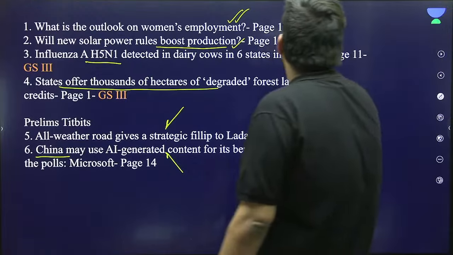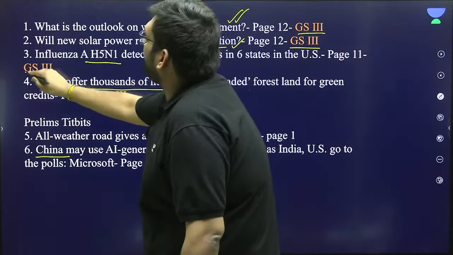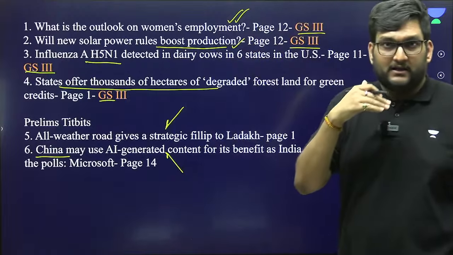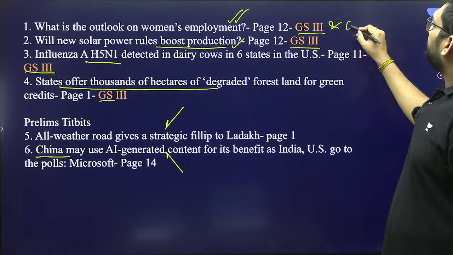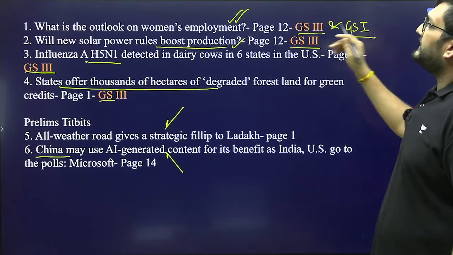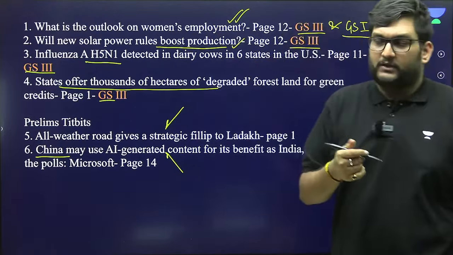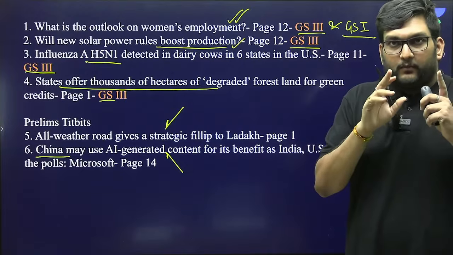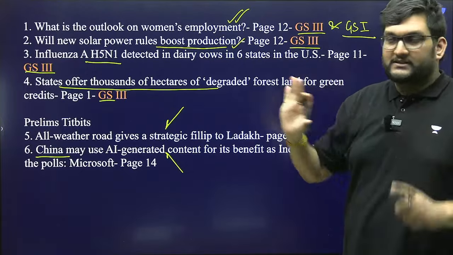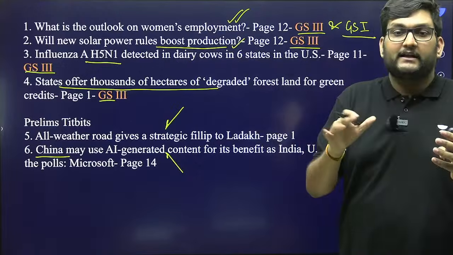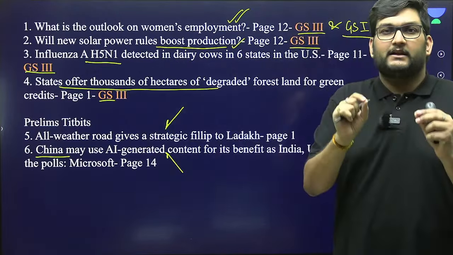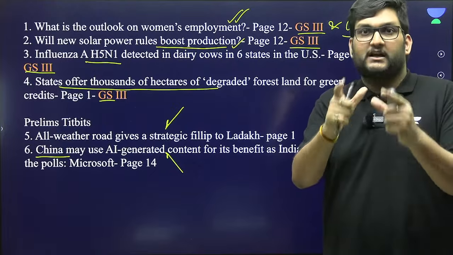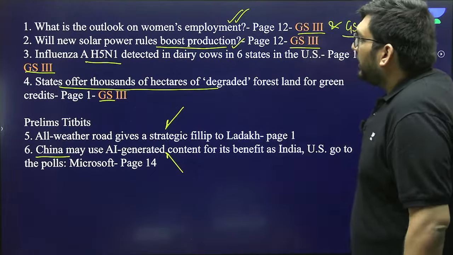As you can see, the papers with regards to how they align with the UPSC papers is either GS paper 3. This is relevant for GS paper 1 also, with society and women's aspect related to it. Now, with this, let's try to understand these four in a lot of detail. These are mains level topics, and the prelims tidbits we will discuss from the perspective of the prelims examination itself. Okay.